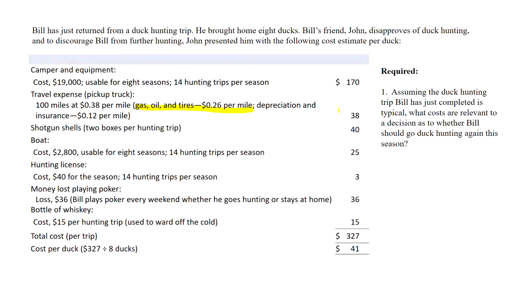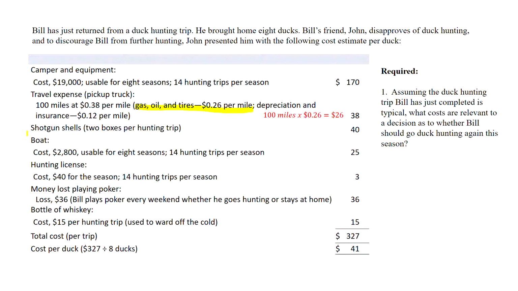So here, John had come up with 38 cents per trip based upon adding these two numbers together, multiplying times 100 miles, and we're going to change his analysis a little bit and say only the 26 cents is relevant times round trip 100 miles. So really the relevant cost would be 26 cents. Let's continue to look through here.